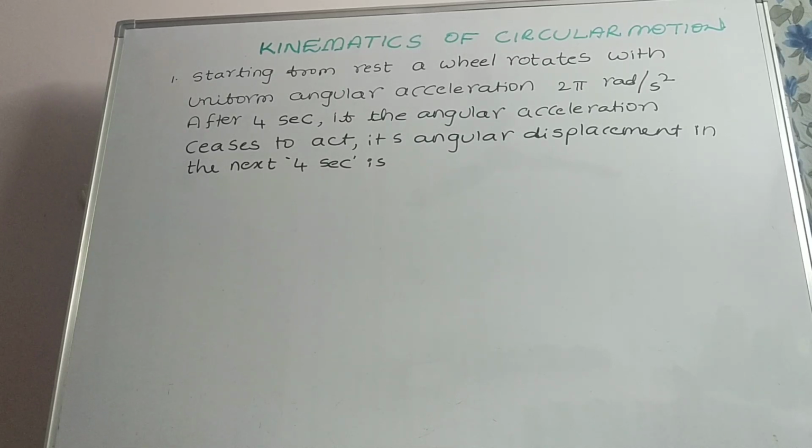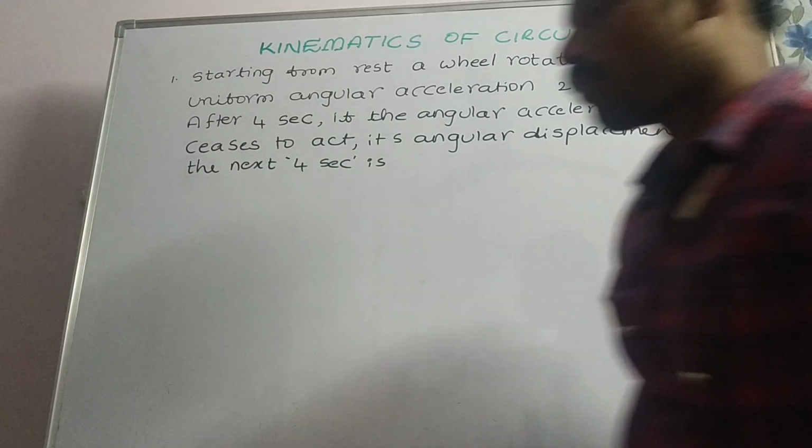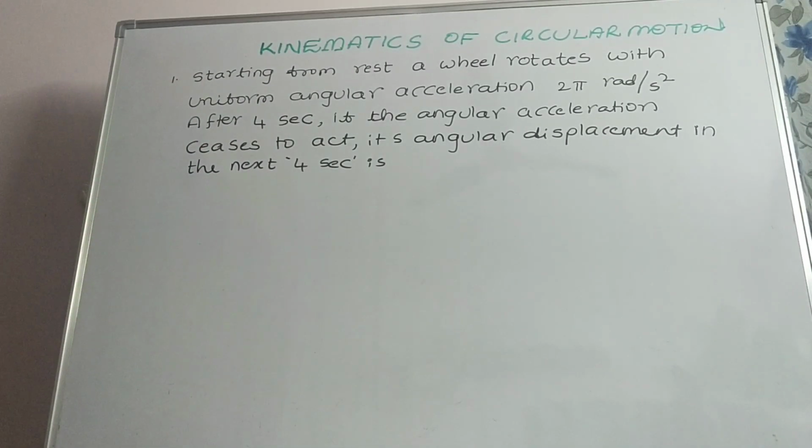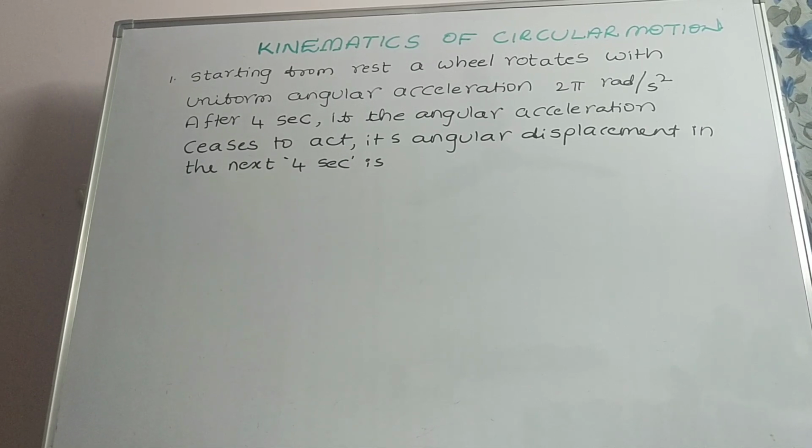Hi, today we are going to discuss kinematics of circular motion. The first problem: starting from rest, a wheel rotates with uniform angular acceleration 2 pi radians per second square. After 4 seconds, if the angular acceleration ceases to act, what is its angular displacement in the next 4 seconds?